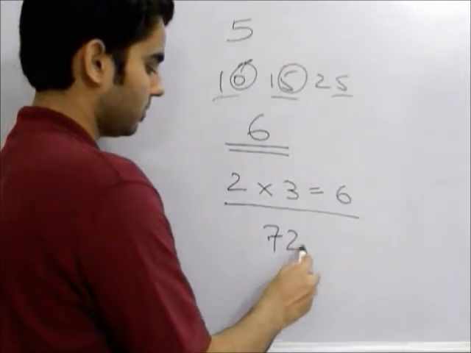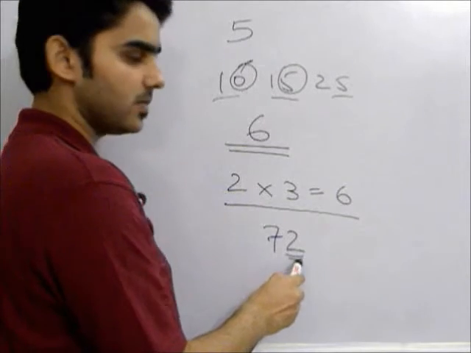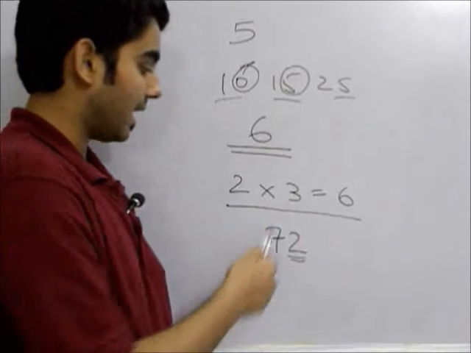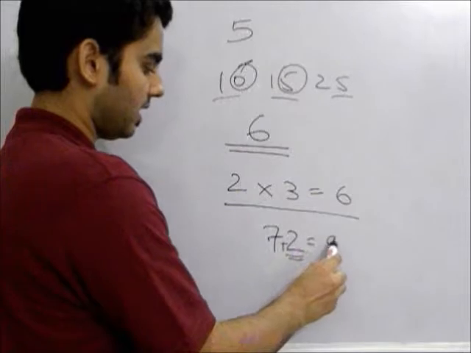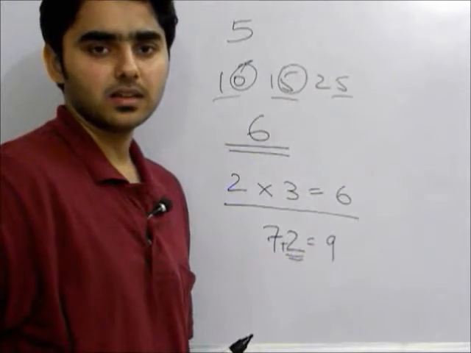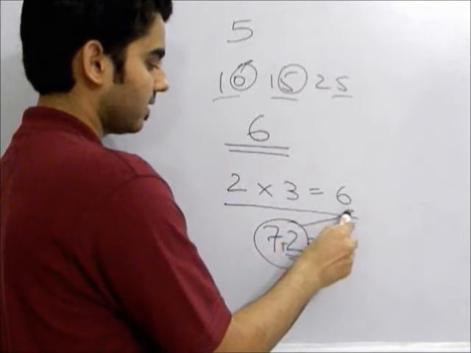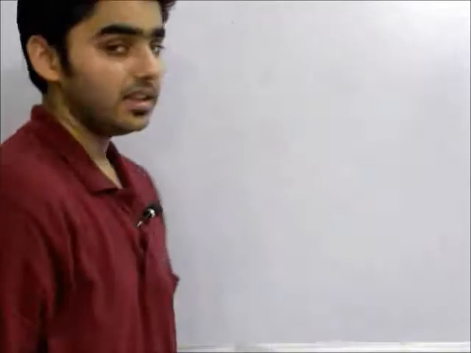So is 72 divisible by 6? See, 2 in the last place, so that is an even number, so that is divisible by 2, and 3, 7 plus 2 gives us 9, 3 3s are 9, right? So 72 is also divisible by 6, right? 12 6s are 72.